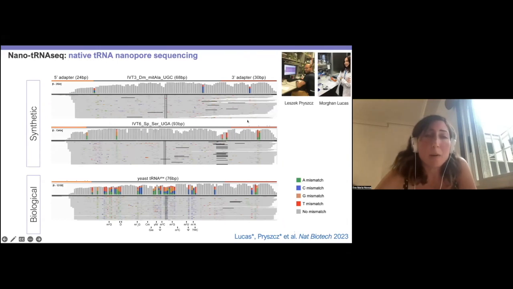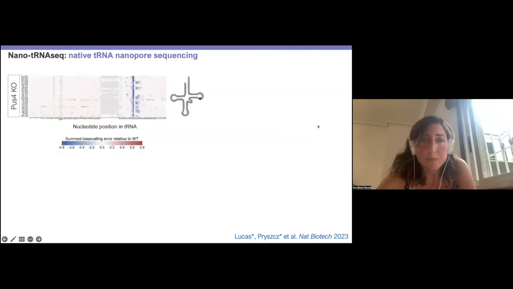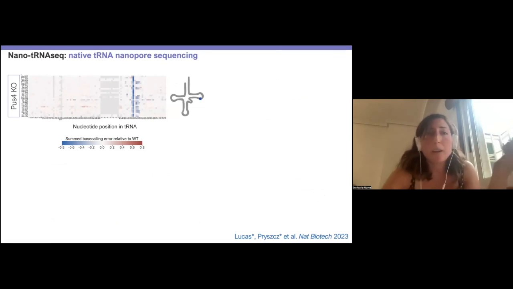And here's a bit of how it looks. You can do it with the synthetic ones. There are still some background errors here, more than you would expect with long reads. But when you go to biological tRNAs, you see a lot of errors, which are expected from tRNA modifications, right? You get a modification, you get an error, and because tRNAs are highly modified, you will have a lot of these errors through your sequence. So if we do an aggregation of all your reads, we can start looking into, when we deplete a specific writer, how does that affect our tRNAome in a transcriptome-wide fashion?